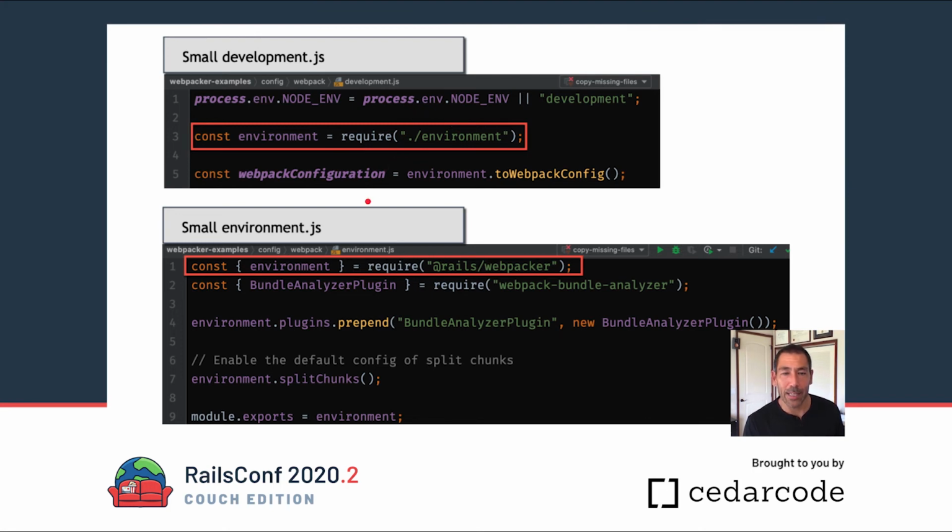Well, let's go see what's in there. Notice this is my local environment file, same directory. So in that file, it's got a few lines in here. And in this file here, I've got maybe some plugins you're going to put in here. Maybe you're going to call split chunks, and then you're going to export that. So again, very, very tiny. So what's special here is you call const environment equals require Rails Webpacker.